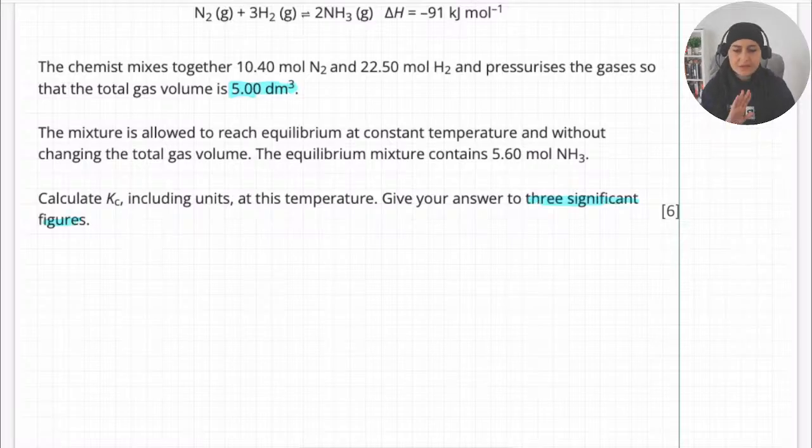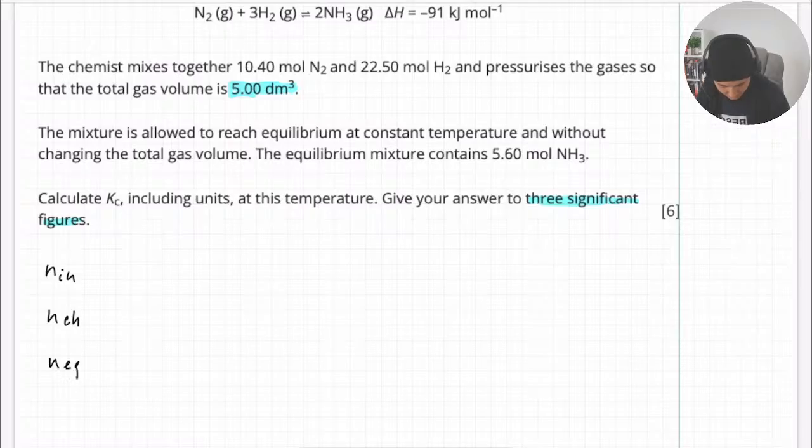3 significant figures. Again, ask yourself, do we need the table? Yes, we do, because they gave us the initial moles. Actually, I chose the questions where we need the ICE table on purpose, just to practice the ICE table, but we will also practice other questions when we solve full past papers together. Okay, the table. So initial, change, equilibrium moles, equilibrium concentration, nitrogen, hydrogen, NH3.